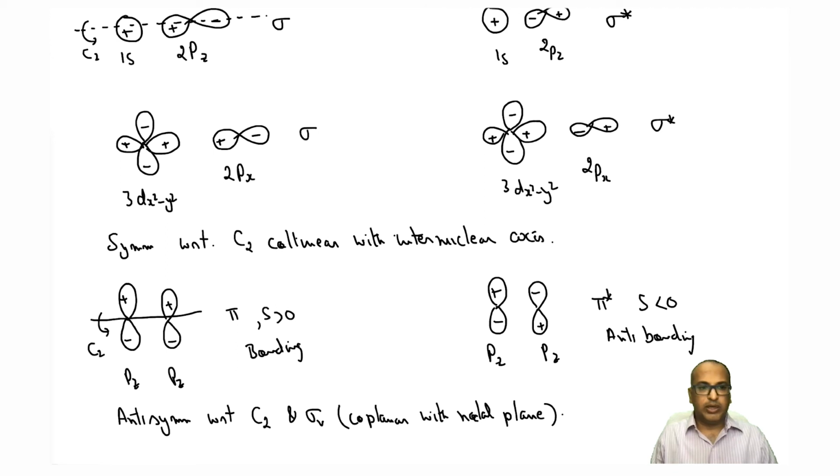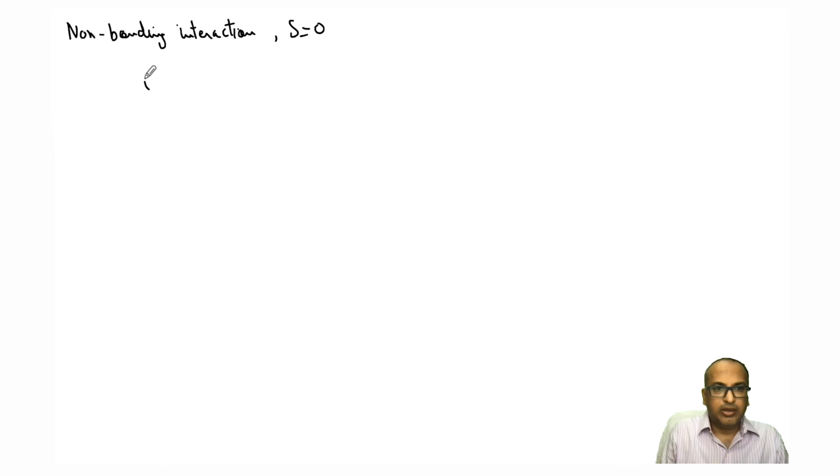Now let us also look at non-bonding interaction, for which S will be equal to 0. So this is just again a balloon representation example. Let's say I have a p orbital oriented like this and an s orbital oriented like this, so this will be positive, positive, and positive, negative. So there is no change in electron density. So this will give you S equal to 0, or non-bonding interaction.